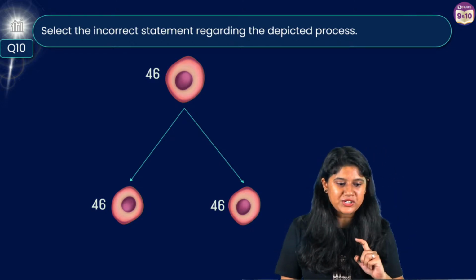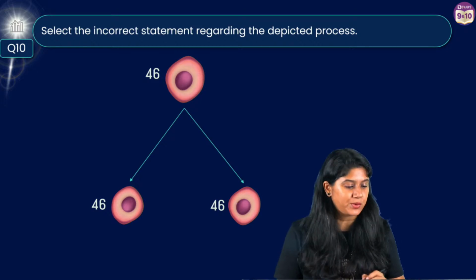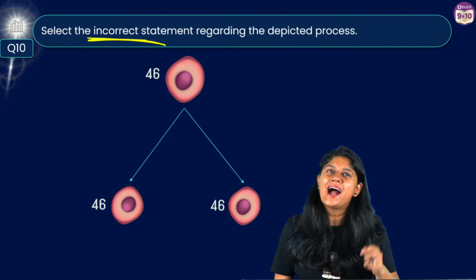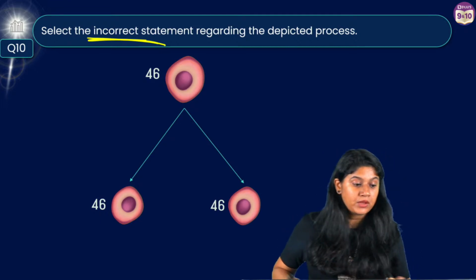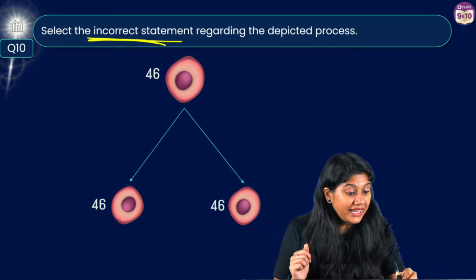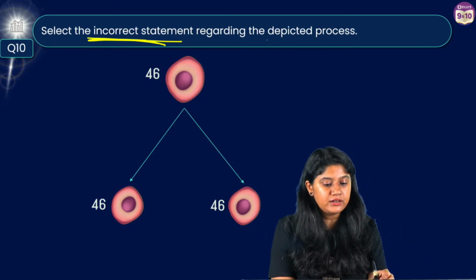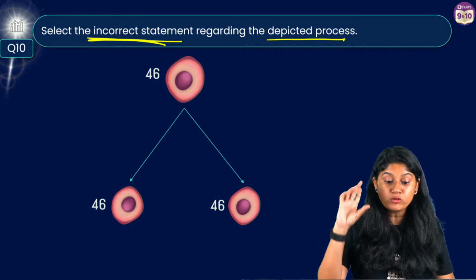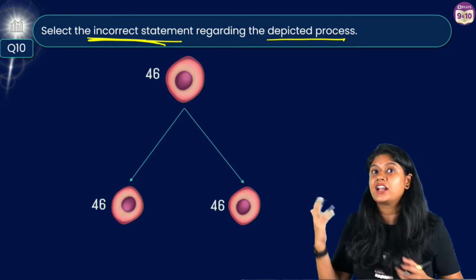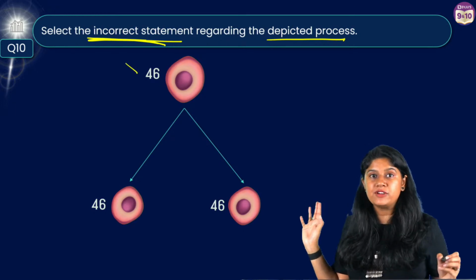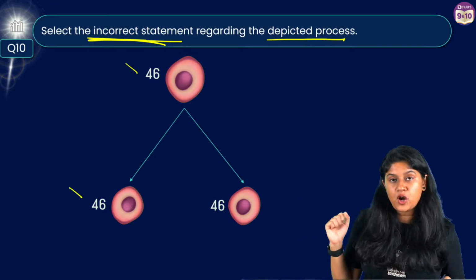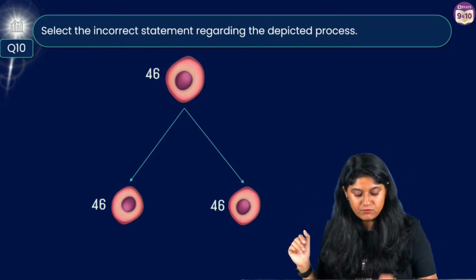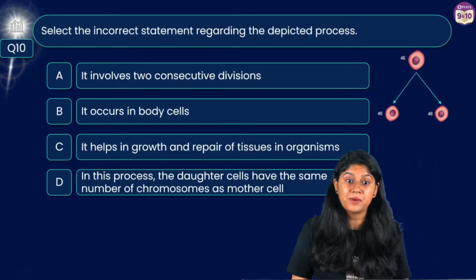Yes, okay, here we have a question on cell division, everyone. Let's see if we can crack this question. Select the incorrect statement. I'm highlighting because I know that sometimes we don't read the question carefully. We have to select the incorrect statement regarding the depicted process. So we have this process over here, right? But over here, we have a cell with 46, which is giving rise to two cells which have the same number, 46. Let's see what the statements are, everyone.